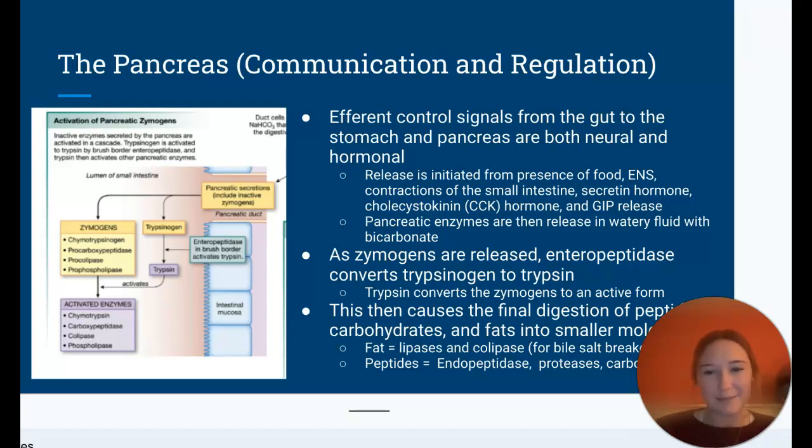So these lipases and colipases, or peptides, become activated, so they can help in that digestion of the different macromolecules that are in the food. So lipases and colipases deal with fat digestion, and then peptidases, endopeptidases, proteases are dealing with protein digestion. So then we'll go to the next slide.